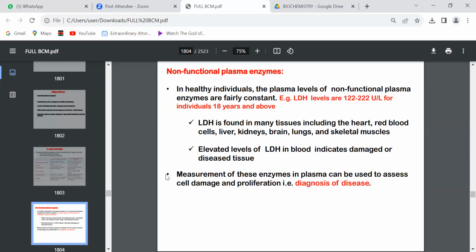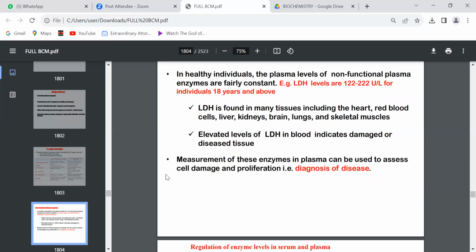But again, some enzymes like LDH have different isoforms. So you can say there's a problem, but since it's found in many organs, you can't specifically say it's this one organ. So either you can do a test of other enzymes found in that organ, or you can test for the specific isoenzyme to be able to tell specifically what organ is affected.